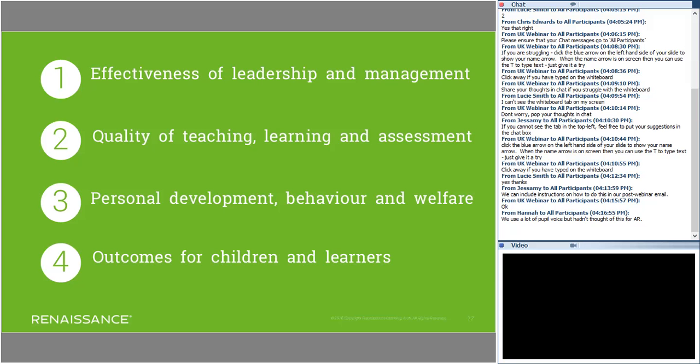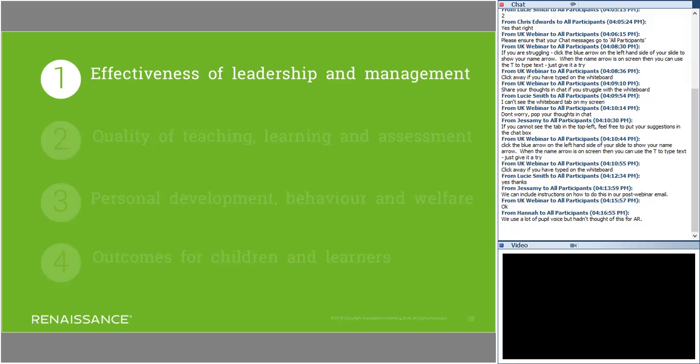So the 4 categories that we're familiar with is effectiveness of leadership and management, nothing new there. Number 2, slightly amended, quality of teaching, learning and assessment. So the highlight on assessment is really critical. And of course that's where Renaissance Place and Accelerated Reader can really help you because of the assessment data that it provides you. Personal development, behaviour and welfare, slightly amended from what we've seen previously. And number 4 is the outcomes for children.